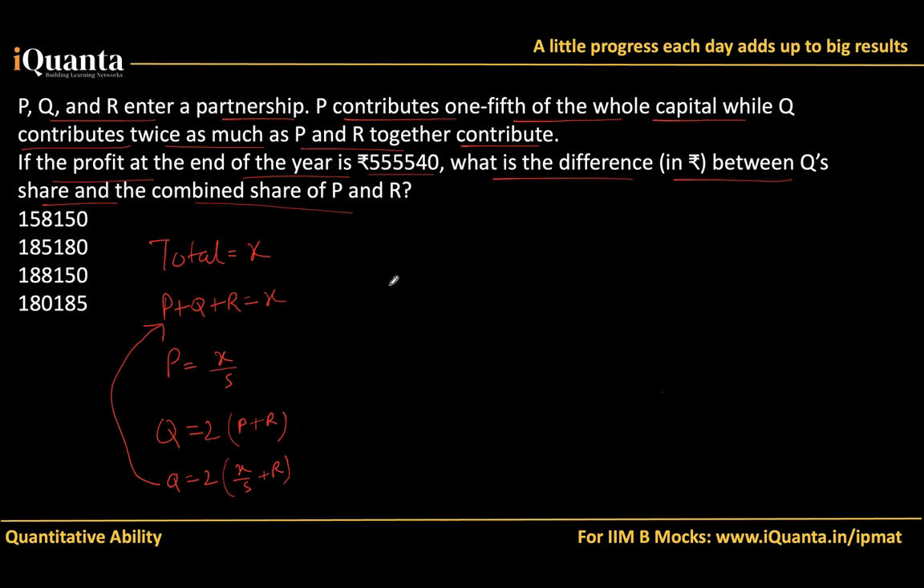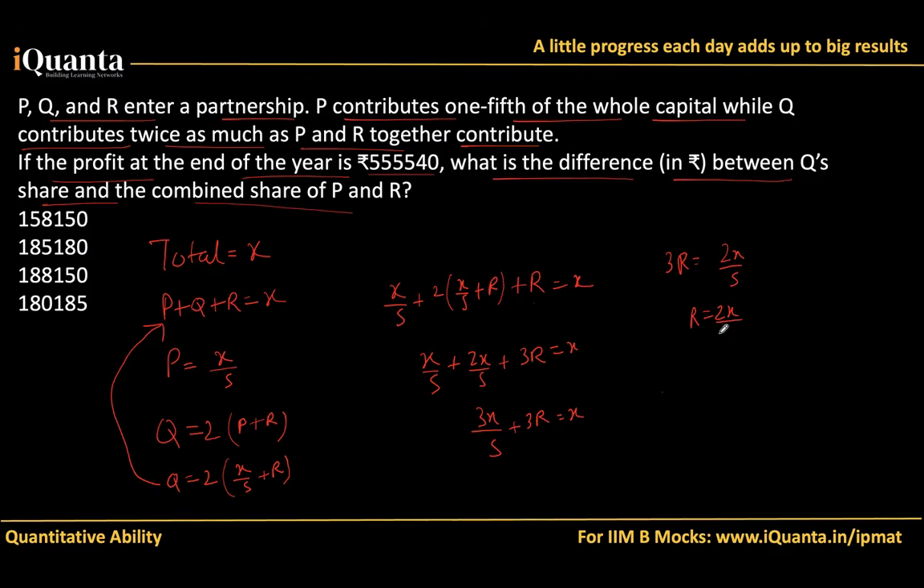P will be X by 5. Q will be 2 times X by 5 plus R, plus R. That is equal to X. This way we'll be able to have a relation between R and X. So X by 5 plus 2X by 5 plus 2R plus R, that means 3R, is equal to X. So 3X by 5 plus 3R is equal to X. So 3R is equal to X minus 3X by 5, that is 2X by 5. So R is 2X by 15.